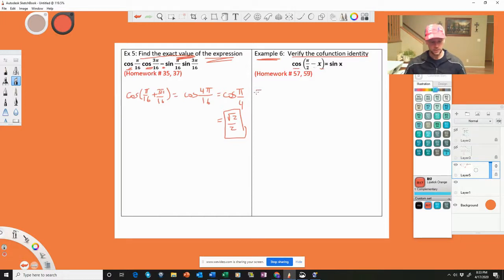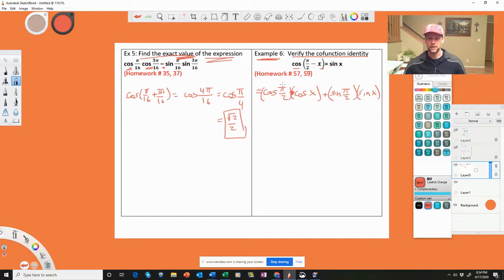So that is going to equal, using the cosine formula, the cosine of the first angle times the cosine of the second angle. And then because I have a minus here, with the cosine formula, I'm going to use a plus the sine of the first angle times the sine of the second angle. Well, let's see if it works.